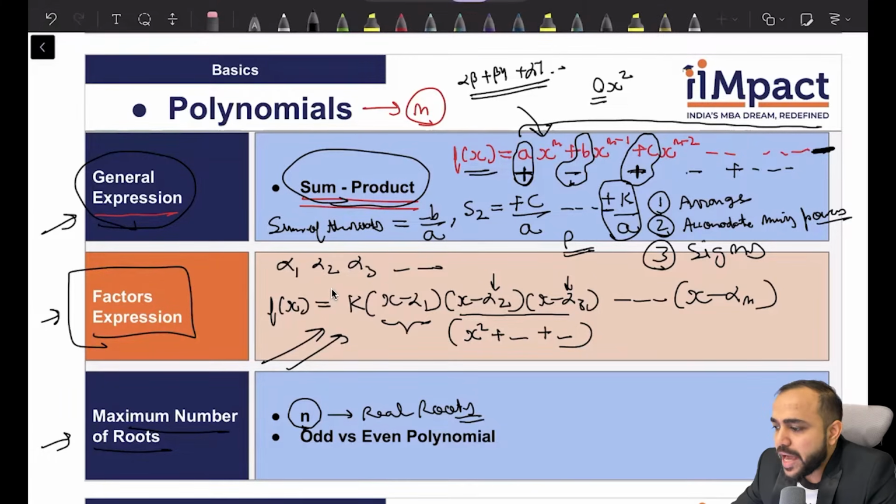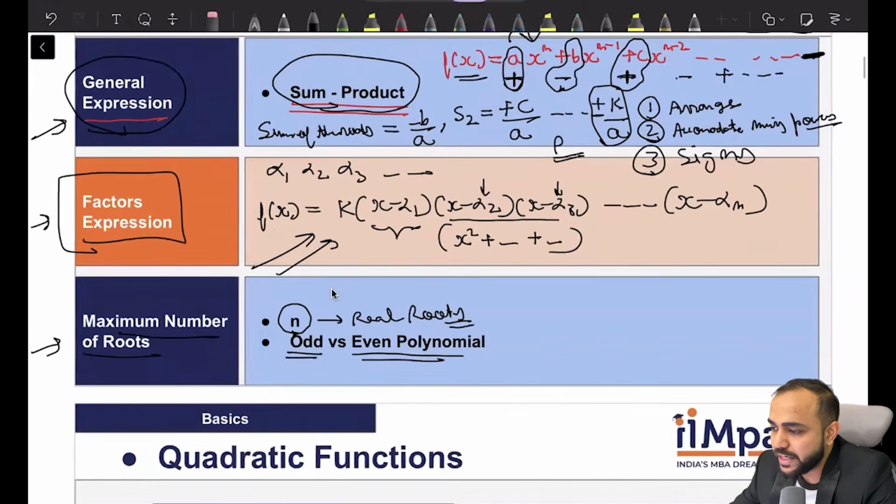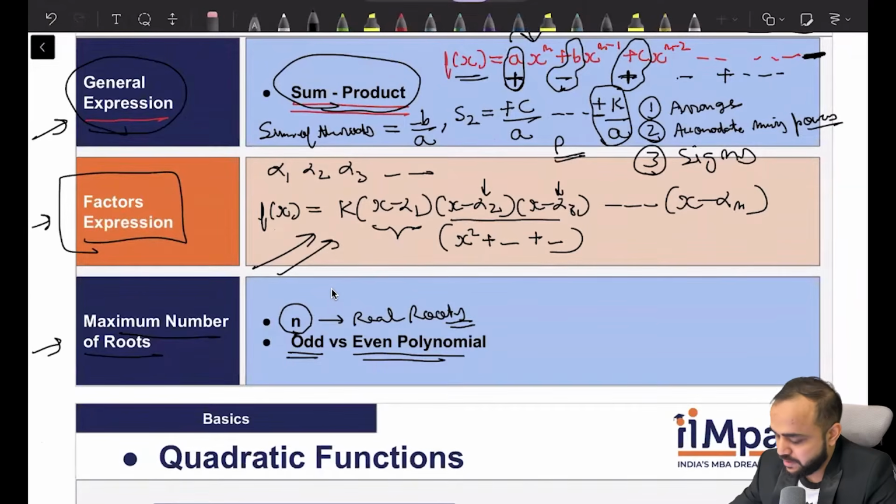Great. So maximum number of roots we have discussed, and the reason why you have this distinction, why can't we have exactly n roots, is because a function may not come back and intersect the x-axis again, in which case you will not get a root. So is there any distinction between odd and even polynomial? And by odd and even, I mean the degree of the polynomial. If that is odd or if that is even, what are the possibilities?